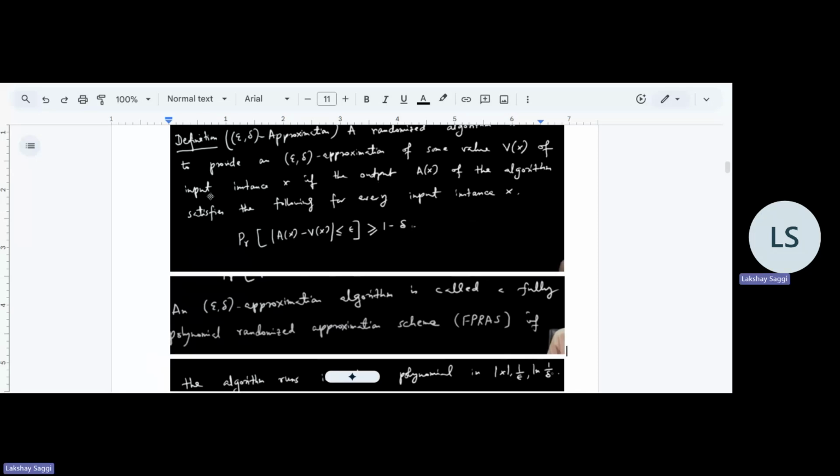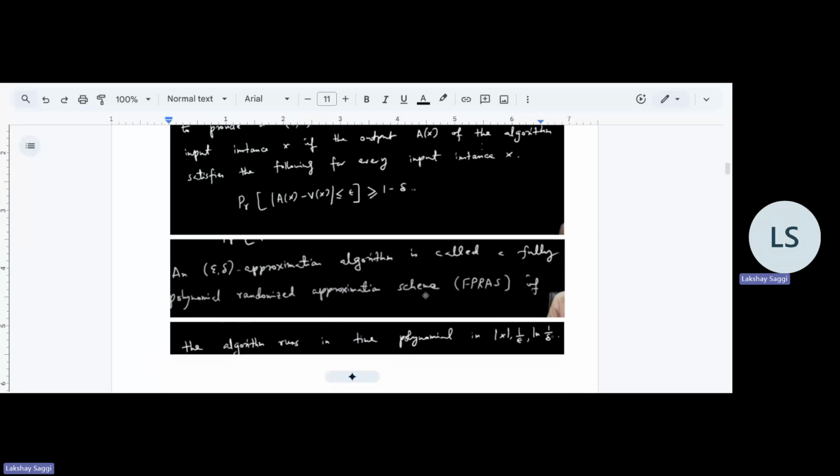So the ideal goal in these epsilon delta approximations is usually to have epsilon and delta as small as possible, right? And this epsilon delta approximation algorithm is called a fully polynomial randomized approximation scheme, or in short, FPRAS, if the algorithm runs in time polynomial in the size of x, 1 over epsilon, and log of 1 over delta.